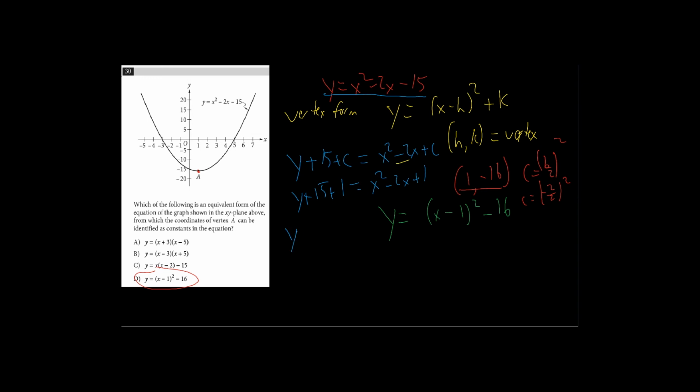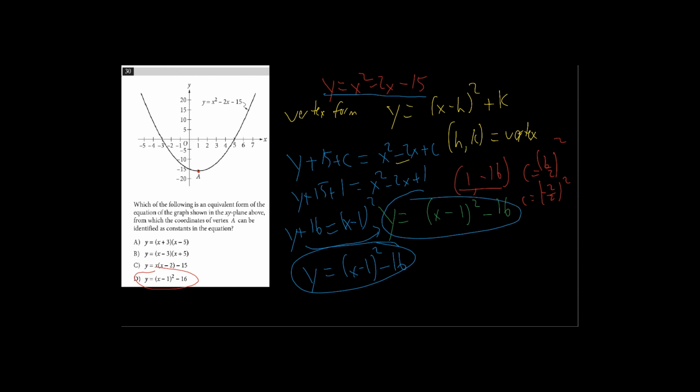I'm going to simplify my left side and factor my right side. So I get (x minus 1) squared. And then finally, I move the 16 over. I get y equals (x minus 1) squared minus 16. And you'll notice these two answers look exactly the same. So if you weren't given a graph, you could still solve this equation. So again, the answer for this question is letter choice D.